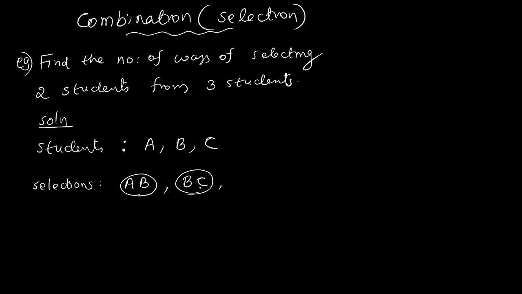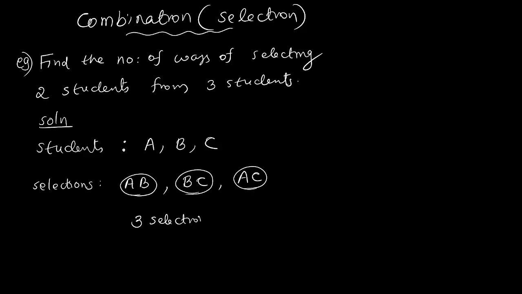B, C order is not considered. Then A and C selected. Any other selection possible? No. So 3 students are there. I want to select 2 students. In how many ways can I do such selections? In 3 ways I can do the selection.